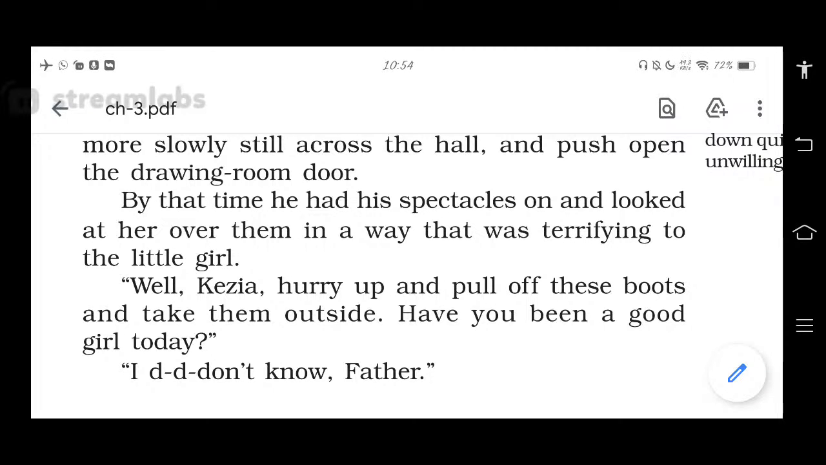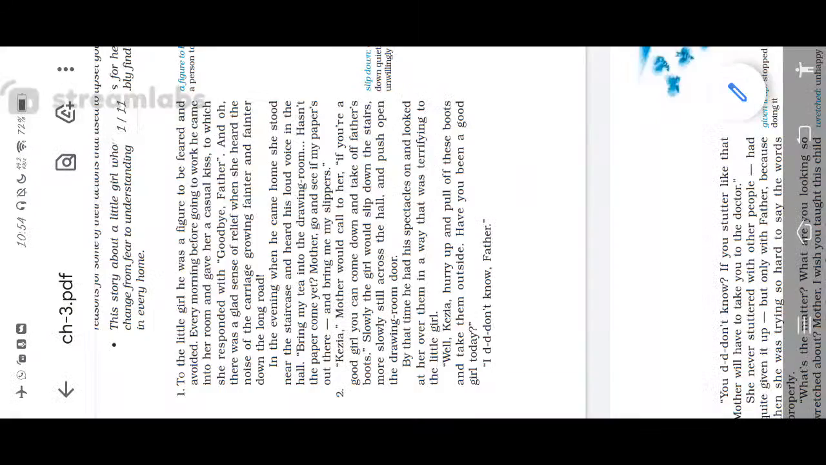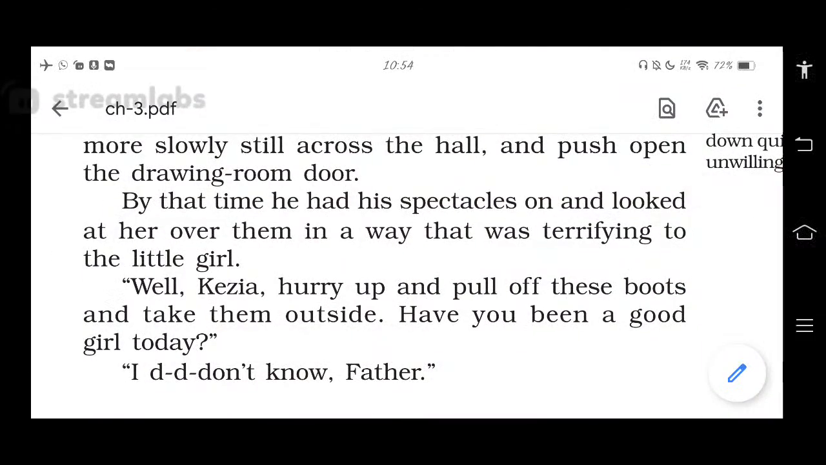So when the girl was asked a question, "Have you been a good girl today?" What is the meaning of it? Right, "Ee roju manchi good girl ga unnava?" Have you been a good girl today?